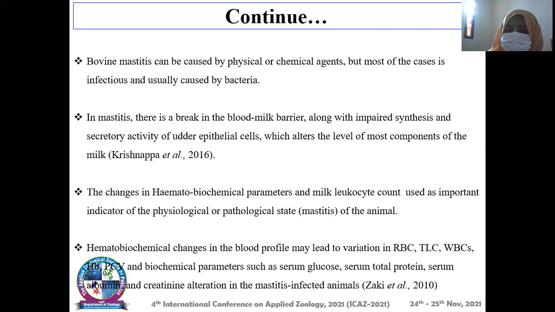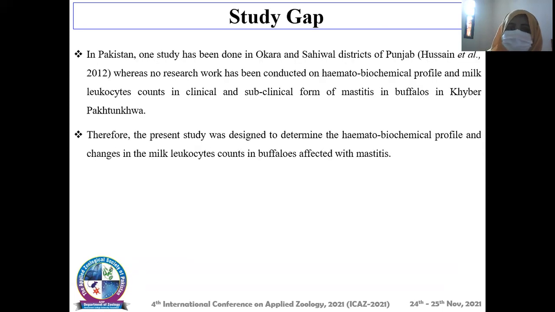The change in hematobiochemical parameters and milk leukocyte count is used as an important indicator of the physiological or pathological state of the animals. Hematobiochemical changes in the blood profile may lead to variation in RBCs, TLC, WBCs, hemoglobin, and PCVs, and in biochemical parameters such as serum glucose, serum total protein, serum albumin, and creatinine in mastitis infected animals.